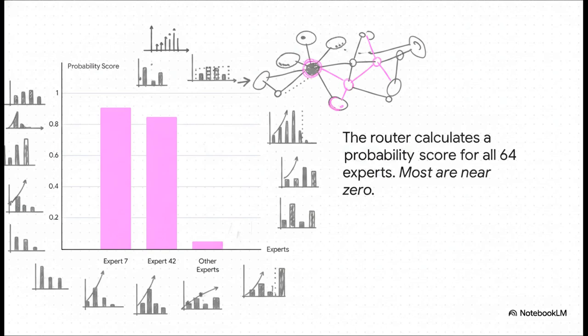So take a look at this. This is basically what that softmax output looks like. For any given token, the router has spit out a probability for every single expert in the layer. In this case, let's say we have 64 of them. And you can see it right there. A couple of these experts have really high scores. The router is screaming, use these ones. But most of them have tiny, almost zero probability. They're basically irrelevant for this specific token.